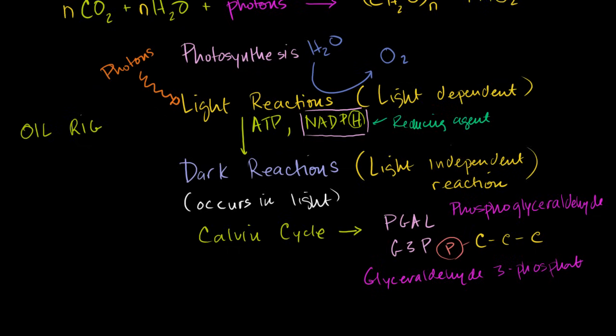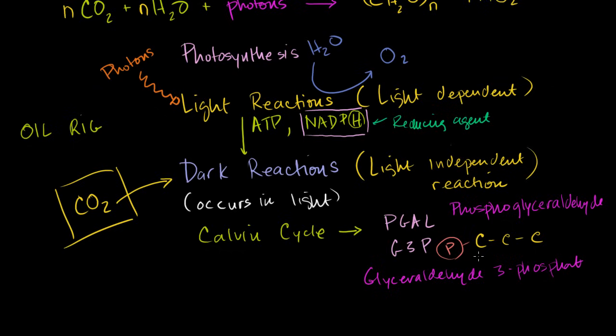Oh, and I forgot a very important constituent of the dark reaction. It needs carbon dioxide. That's where you get your carbons to keep producing these phosphoglyceraldehydes or glyceraldehyde 3-phosphate. So that's super important. It takes in the carbon dioxide, the products from the light reactions, and then uses that in the Calvin cycle to produce this very simple building block of other carbohydrates.